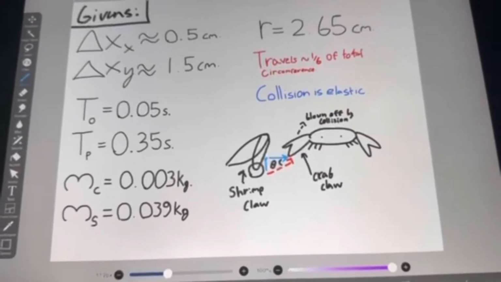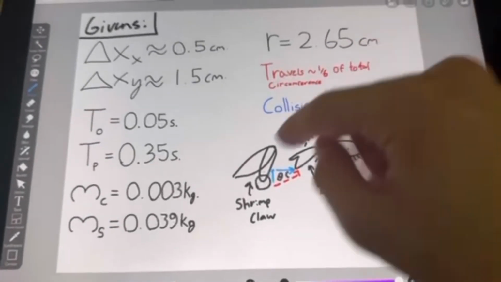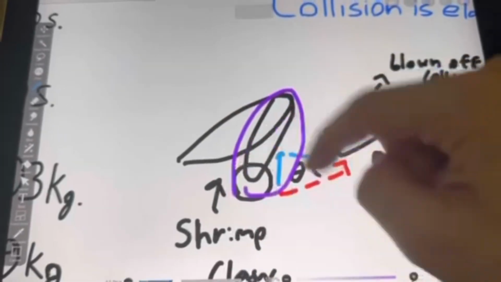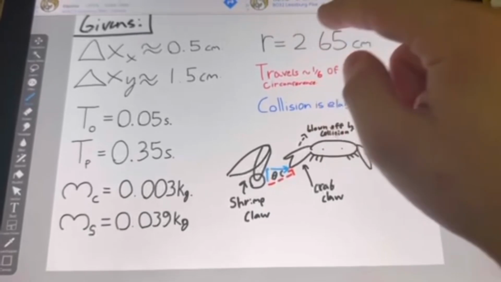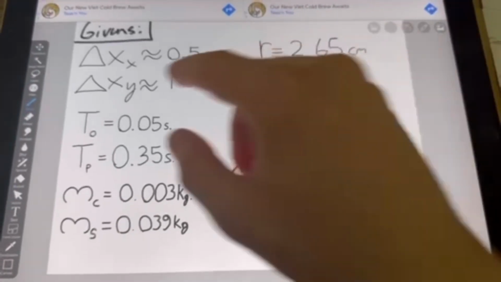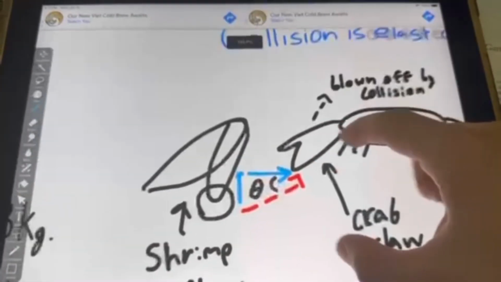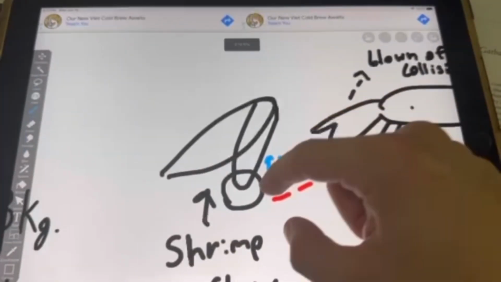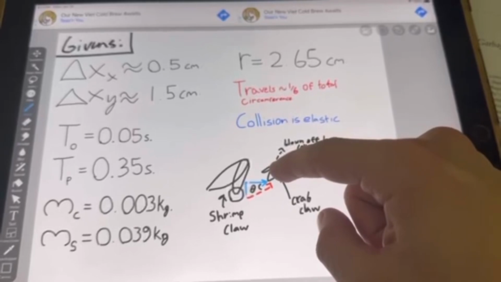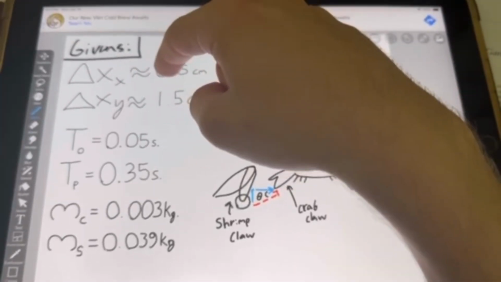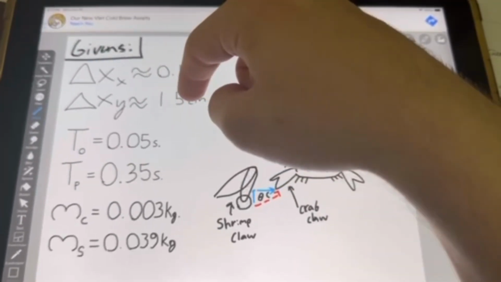So first things first, it's important to know that the length of the shrimp claw, so this part around here, is around 2.65 centimeters, which will act as our radius. And I use this as a reference in order to figure out the general delta XX, which is this distance, and delta XY, which is this distance, that the shrimp claw travels to get towards the crab claw, which I set to being around 0.5 centimeters and 1.5 centimeters respectively.